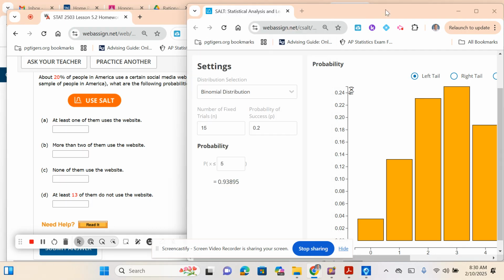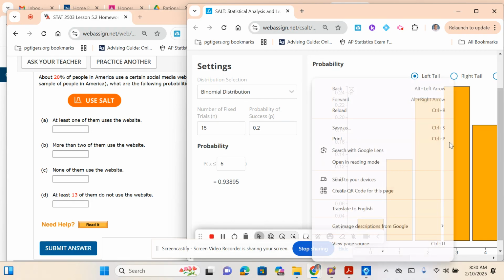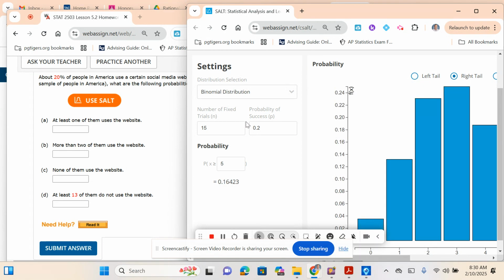At least one. When I'm thinking about at least one, am I thinking about one and above, or one and below? Above means the right tail. Now, is 1 at least 1? Yes, 1 is at least 1, so I'll put 1 there. So this at least 1 is greater than or equal to 1. You do include 1 because it could equal 1. This would be 0.965.